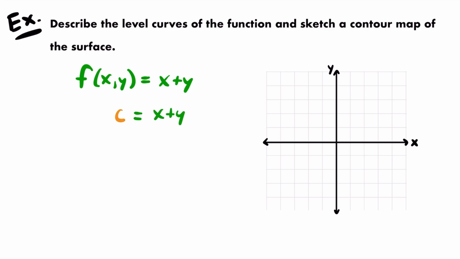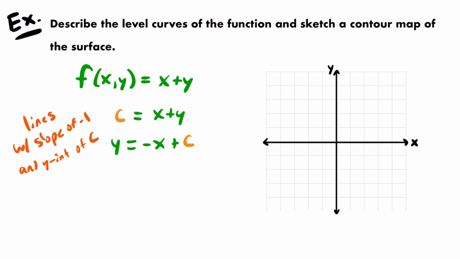Now, at this point, you want to try to get the equation in a form of some type of curve that you know how to graph in the xy plane. And in this case, notice that if we were to subtract x from both sides of the equation, we will just have the equation of a line. Switching the sides of the equation, we would get y equals negative x plus c. Subtracting x from both sides just leaves you with y equals negative x plus c, which is just the equation of a line. It's a line with a slope of negative 1 and a y-intercept of c. That is how we would describe the level curves of this function.